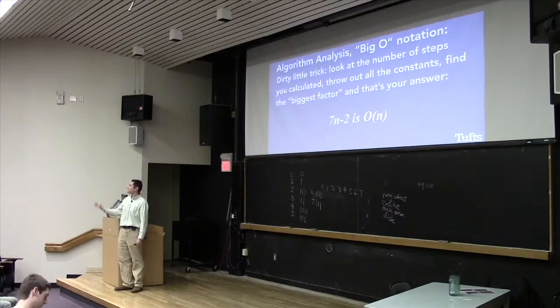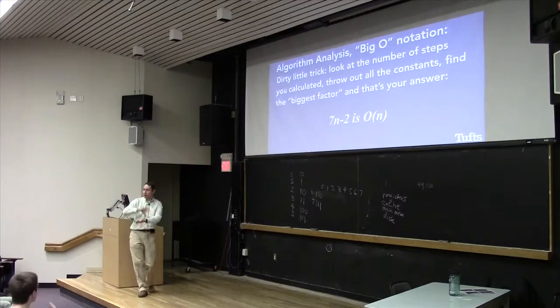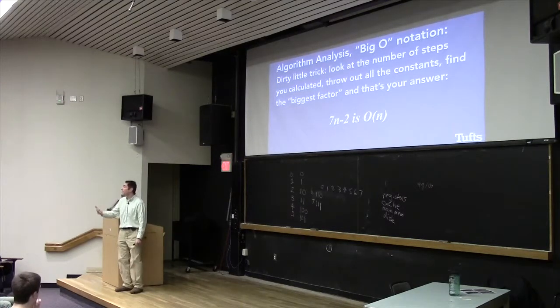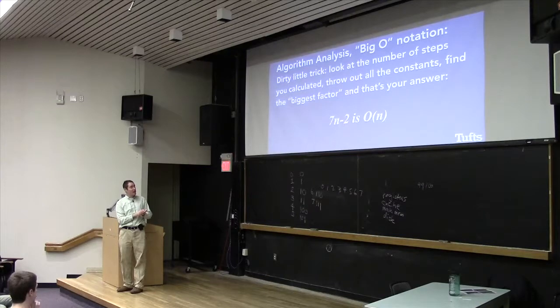Why? Because it's a constant factor. It happens every single time for all of them, but it's such a small amount of time compared to the overall picture that you end up ignoring it. So the 2 in this 7n minus 2 is gone.